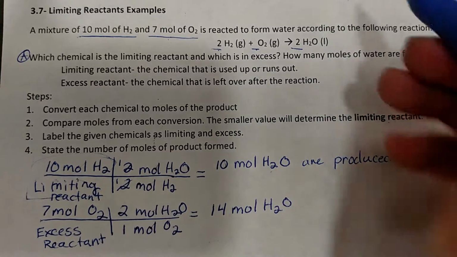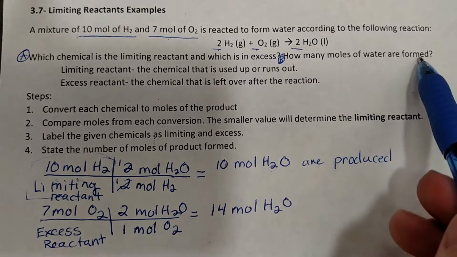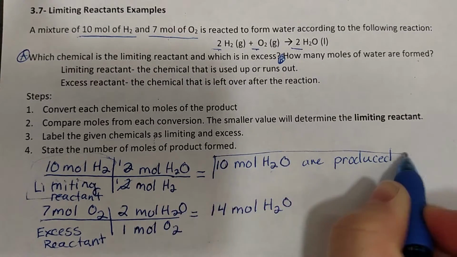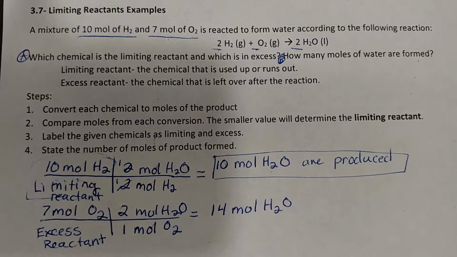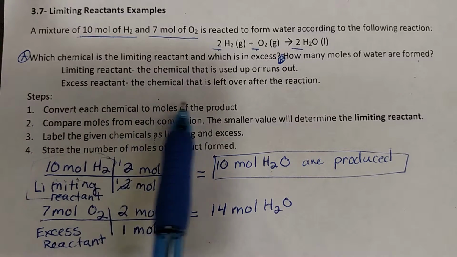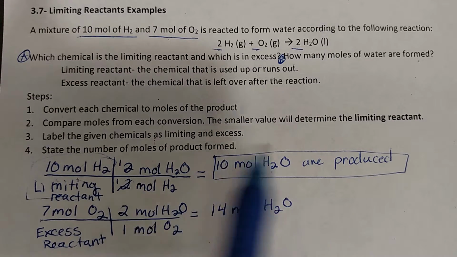And the second question, let's call this part B, is how many moles of water are formed? Well, we already figured that out. We found out that 10 moles of water are formed or produced in the reaction. So we did part B there. So we've done both of the questions, and we can check the steps here. I do have the steps listed, but basically we can convert each chemical to moles of the product. So we did that here, converted to moles of the product.